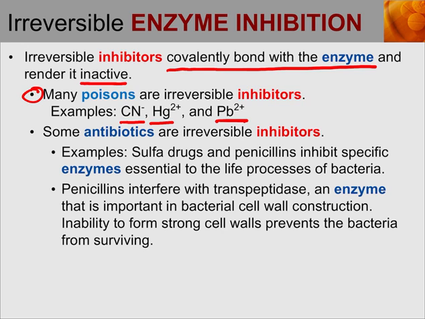However, in some instances, irreversible inhibitors are a positive. Some antibiotics are irreversible inhibitors. Some examples here are sulfa drugs and penicillins, which inhibit specific enzymes that are essential to the life of bacteria. Penicillin interferes with something called transpeptidase, which is an enzyme that's important for the construction of bacterial cell walls. If penicillin is added to the equation, it's going to prevent those cell walls from forming, and therefore the bacteria won't survive. So again, this irreversible inhibition can be a bad thing, but it can also be a good thing, depending on the situation.